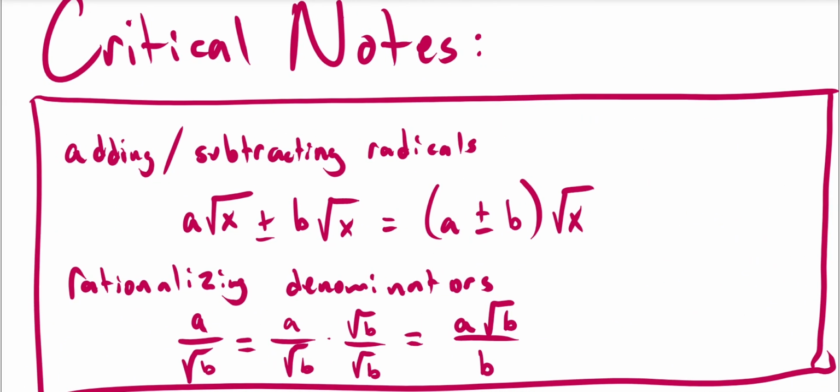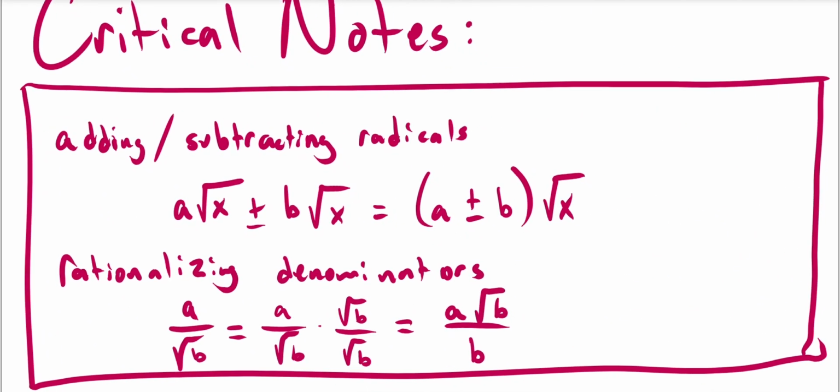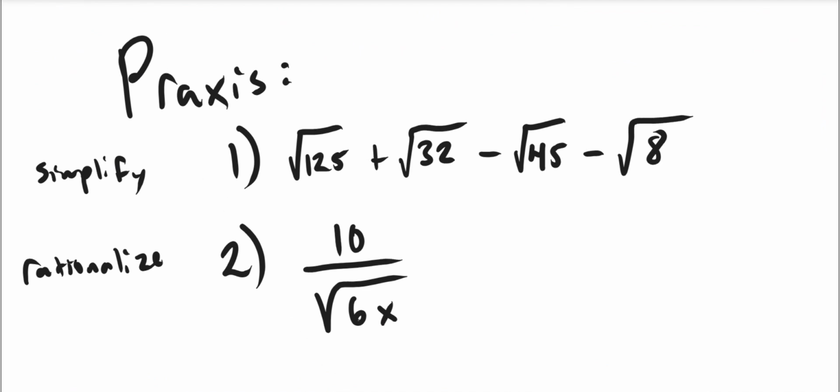Okay, so now I'd like you to copy these critical notes. Prove to me that you watched this video. Adding and subtracting radicals is just like terms. If they have a like radicand, you can factor it out, and you just get the sum or difference of the coefficients. That's how you take a sum or difference of radicals. Now, rationalizing, you take the denominator and its square root, and you multiply on the top and bottom by it. That cancels the square root and just gives you our radicand b. And on the top, it persists, and we have a times radical b. That's it. So here are your praxis exercises for the day.